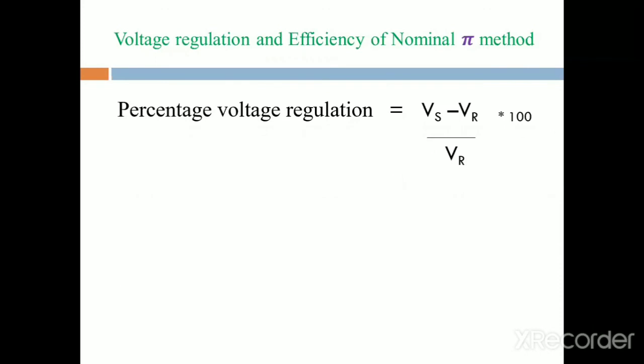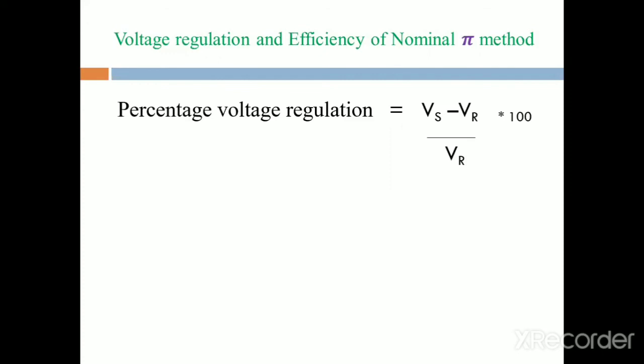Why is it called end? End means that the capacitance is connected at the end of the transmission line. That's why it is called the end condenser method. What is the second type of method? That is the nominal T method. The impedance and capacitance values are connected in the shape of a T. That's why it is called the T method.